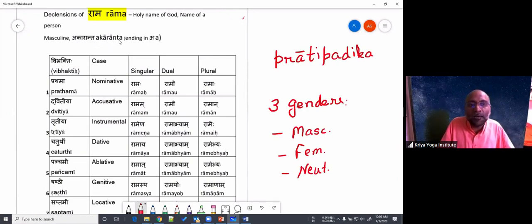So we call it akaranta. I already told you, akara means the sound of a. So it's ending in akara, and that's why it's called akaranta. Anta means ending, akaranta means ending in a. So this base word Rama is a masculine word, and it's an akaranta word ending in a, short a.